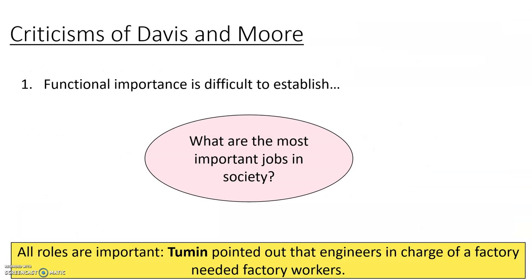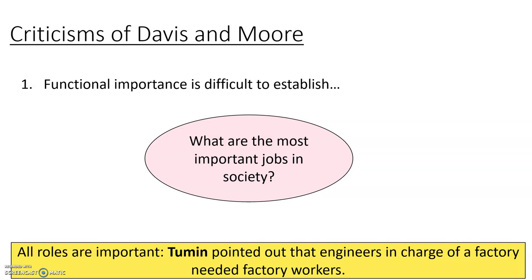Criticisms then. There are lots of criticisms of Davis and Moore's theory, some of which hopefully you would have come up with. First one, functional importance is difficult to establish. What would you say are the most important jobs in society? A lot of sociologists can't agree on what the most functionally important jobs actually are. I would obviously argue teaching and medicine are quite important jobs.